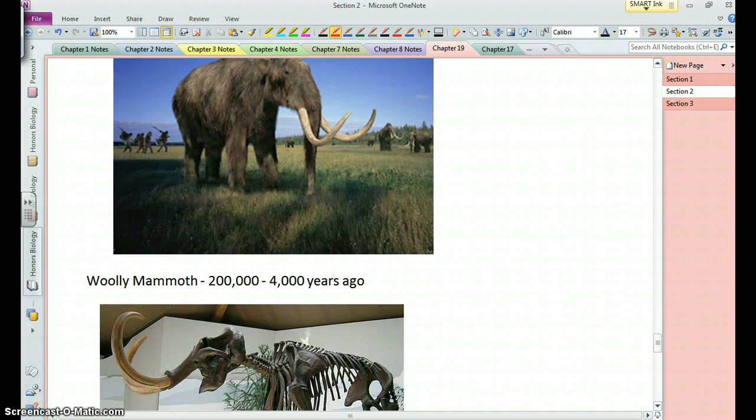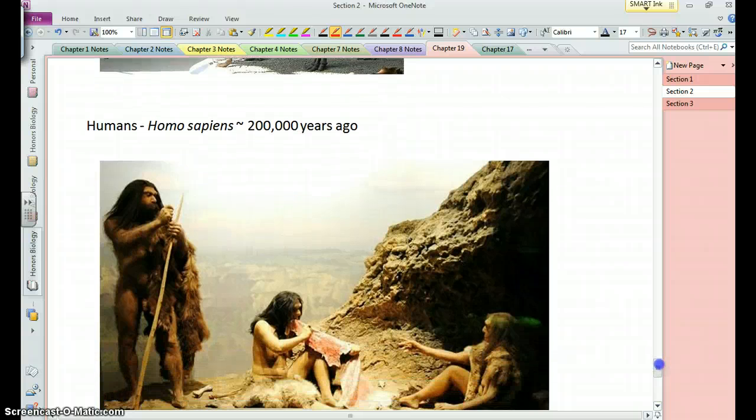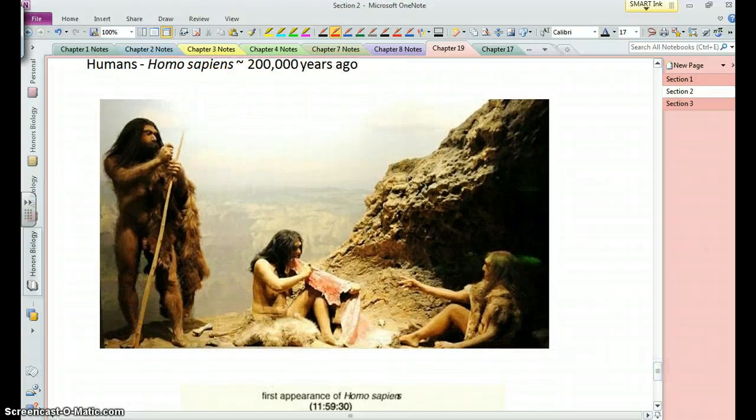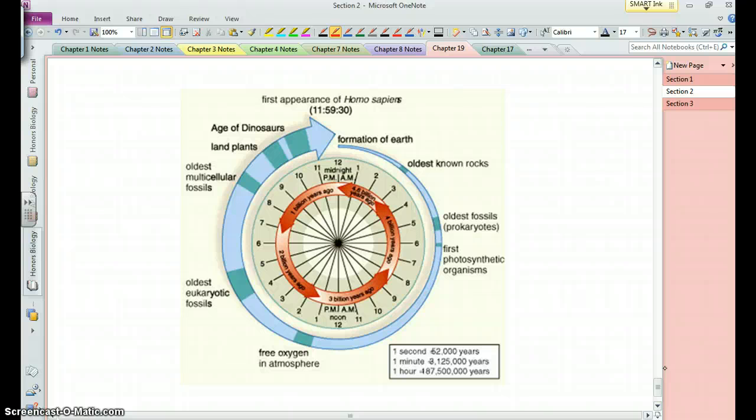Woolly mammoths inhabited the earth for much of this recent time, and are now extinct. People as well for about the same time period, although fortunately we are still here. And so again, this clock analogy shows us from the formation of the earth, cooling of the earth, first life, first photosynthesis, changing of the atmosphere because of that, formation of eukaryotes, then multicellular organisms, animals, plants, etc.